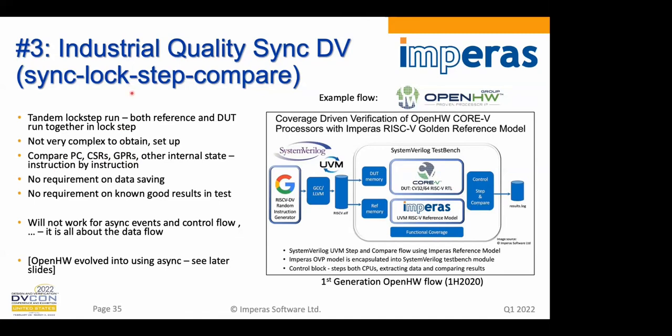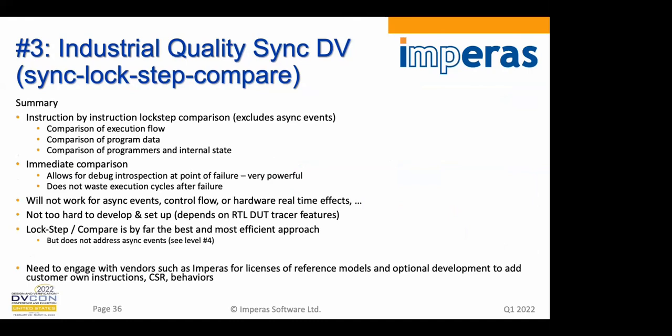And so this was a very good solution, up and running in the open hardware world for one of the cores. And in summary, it's instruction by instruction lockstep. You're comparing the execution flow, you're comparing the program flow, you're comparing internal states in there as well, and you get an immediate comparison. So it allows you to debug and introspect things at the point of failure, which is very, very powerful. So you don't waste a lot of execution cycles and have lots of files to trawl through. When it fails, you're there at the point and you can look into that.